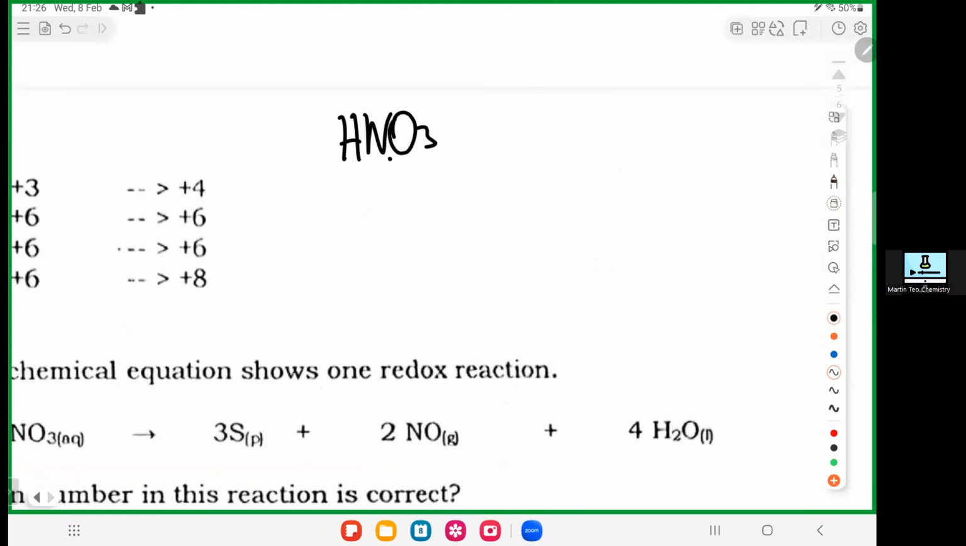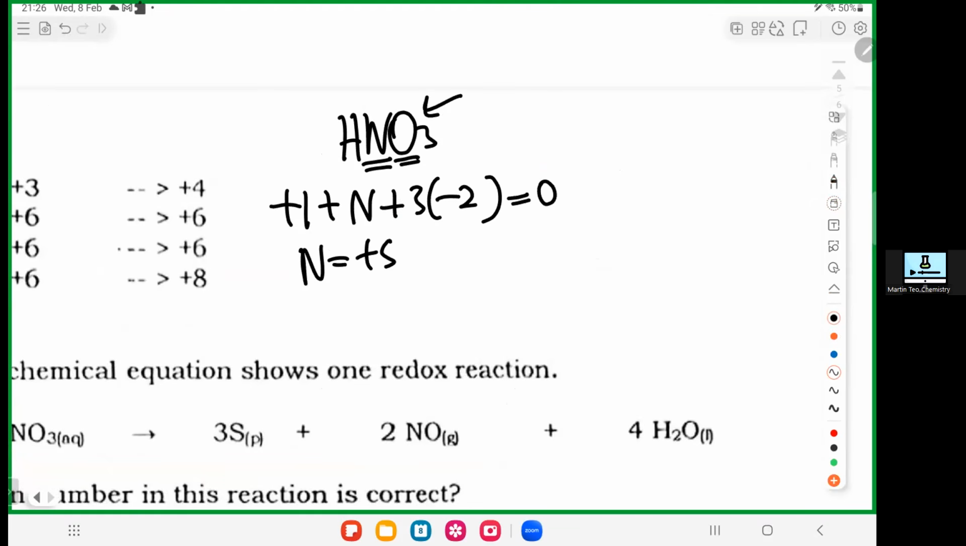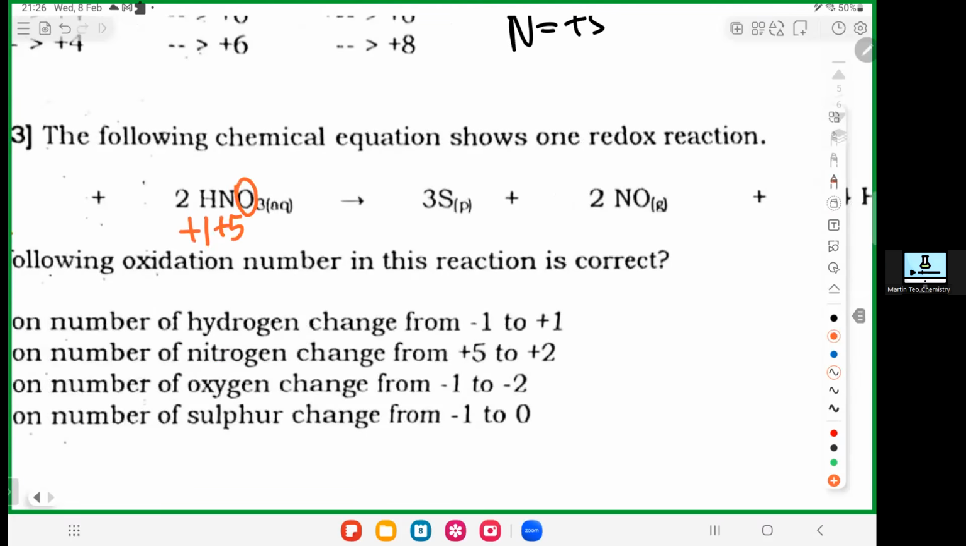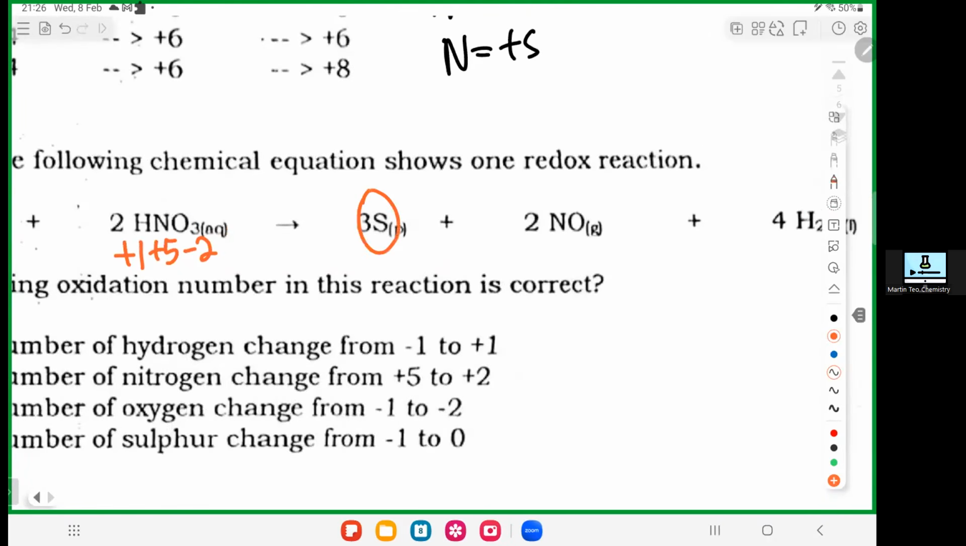In HNO3, the N I don't know. Hydrogen I know, +1. Nitrogen I don't know, so copy back. Oxygen is -2 × 3. Equal to the charge, nothing here, 0. So the nitrogen here is +5, and oxygen is -2. That's all. The sulfur here appears only as one species, an element, so it is 0.